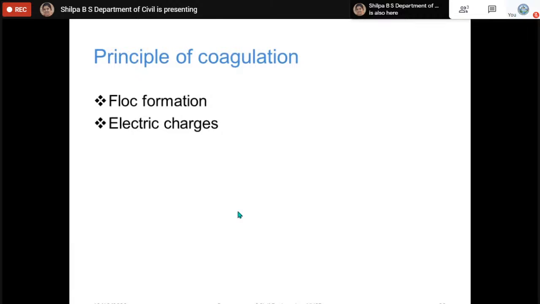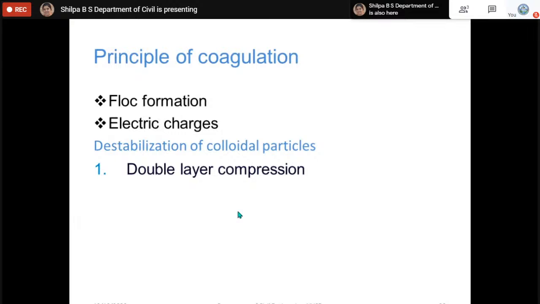Coming to the principle of coagulation, it involves two steps. One is floc formation, and the next is electric charge neutralization. With this, destabilization of the colloidal particles takes place. This destabilization takes place in 4 steps. First is the double layer compression.